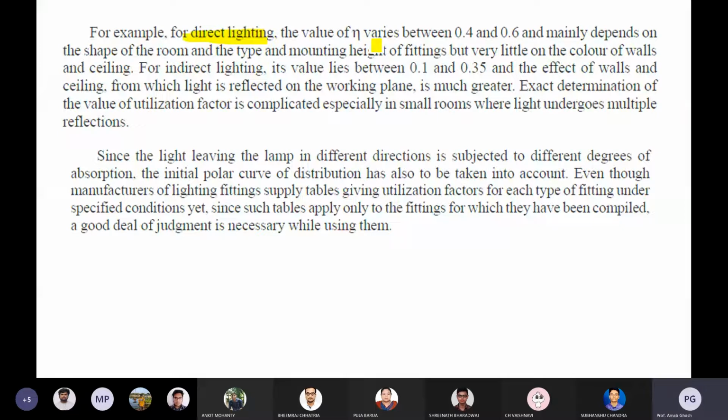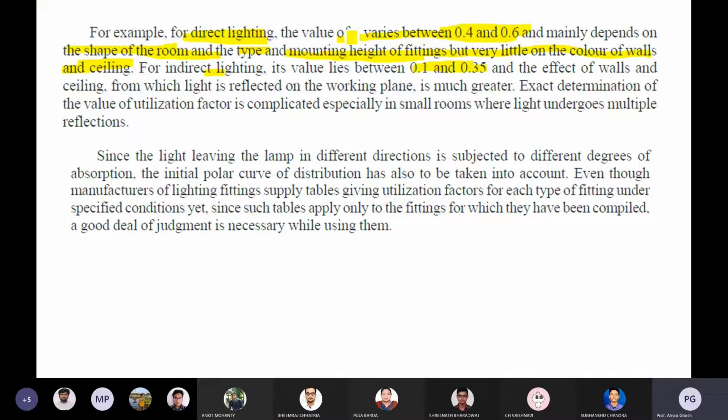For indirect lighting, it lies between 0.1 to 0.35. So the values given initially are for direct lighting, 0.4 to 0.6. For indirect lighting, that value can vary from 0.1 to 0.35, because of the effect of walls and the ceiling from which the light is reflected onto the working plane.